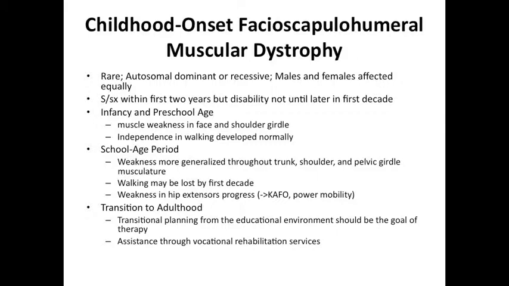During the school age period, weakness is more generalized throughout the trunk, shoulder, and pelvic girdle musculature. Walking may be lost during the first decade. You see weakness in the hip extensors that progresses, and eventually they may have to go to KFO or even power mobility. So basically you see them starting to decline a little bit. As they get into adulthood, you're going to plan for transition from the educational environment, and that should be the goal of therapy. It would also be beneficial to get assistance from vocational rehabilitation services.